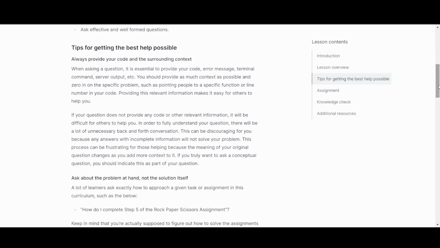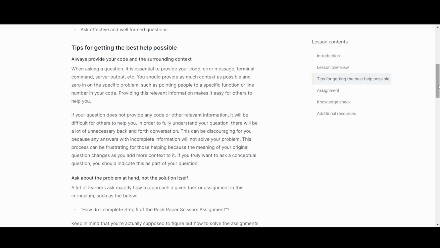Always provide your code and the surrounding context. When asking a question, it is essential to provide your code, error message, terminal command, server output, etc. You should provide as much context as possible and zero in on the specific problem, such as pointing people to a specific function or line number in your code. Providing this relevant information makes it easy for others to help you.